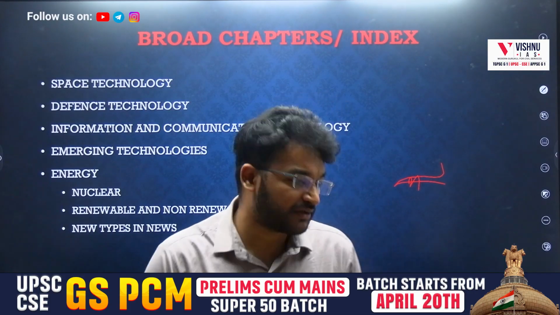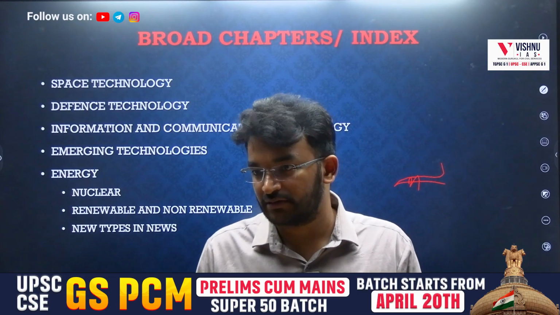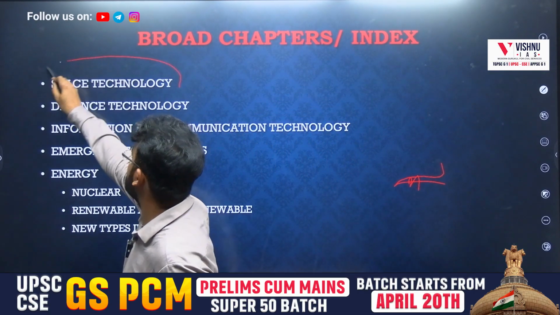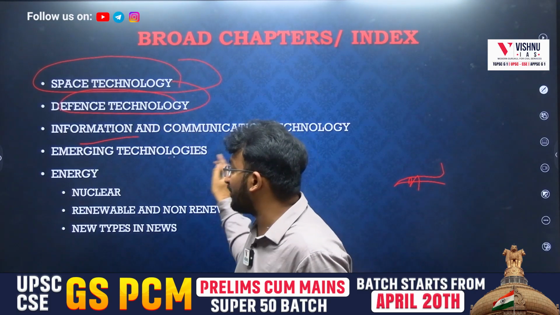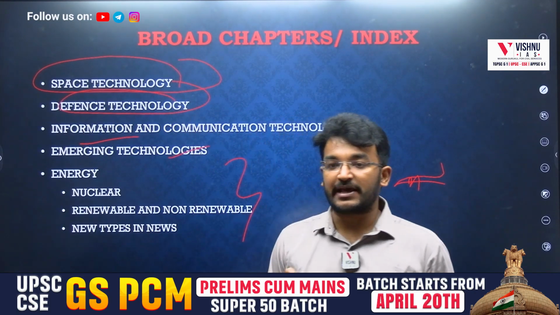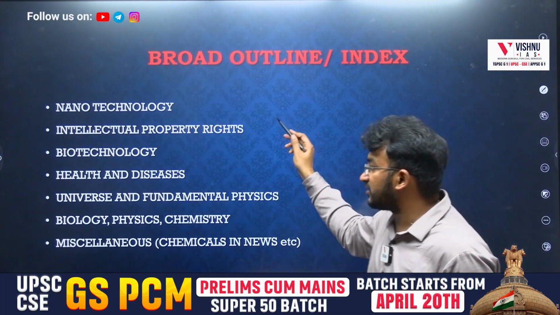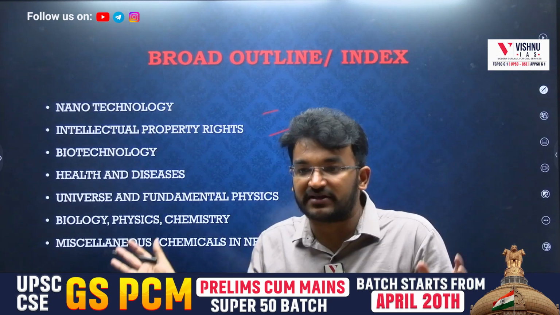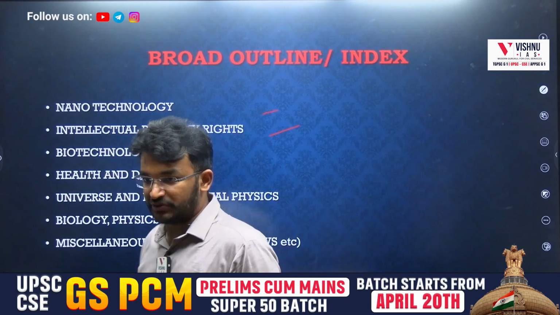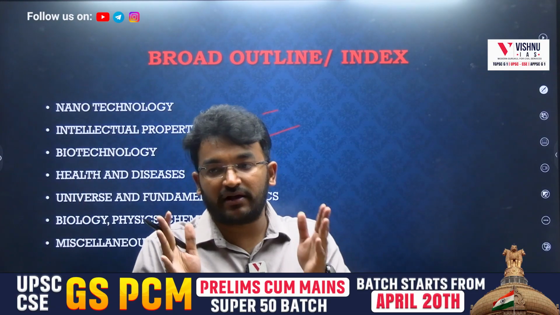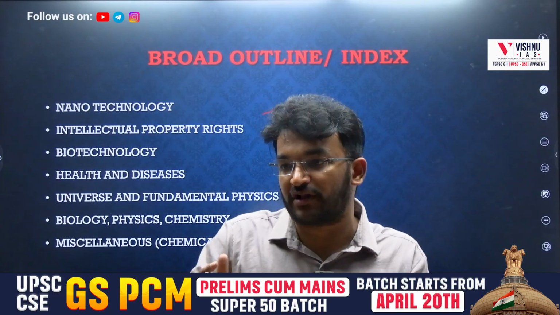I have divided this entire science and technology into 12 modules. Space technology will be one module, then defense technology, information and communication technology, emerging technologies, different types of energies, nuclear energy, renewable and non-renewable energy, nanotechnology, intellectual property rights. In this format, I have divided the entire subject into 12 modules. You will get handouts for these 12 modules, covering the static part and current affairs of all of them.